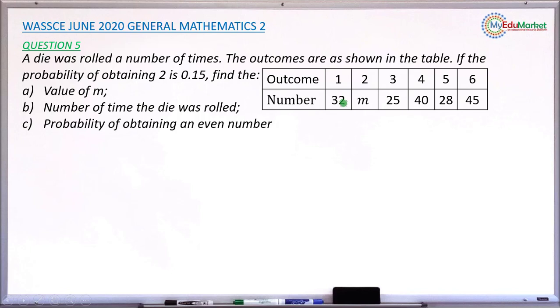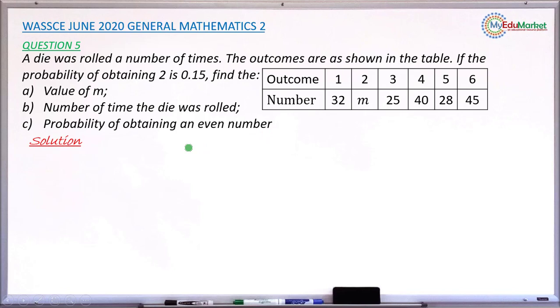1 is shown 32 times, 2 is shown m times, 3 is shown 25 times, 4 is shown 40 times, up to the end. So the question further says if the probability of obtaining a 2 is 0.15, given in the question. The question asks us to find: A, the value of m; B, the number of times the die was rolled; and C, the probability of obtaining an even number. So let's attempt to answer this question.